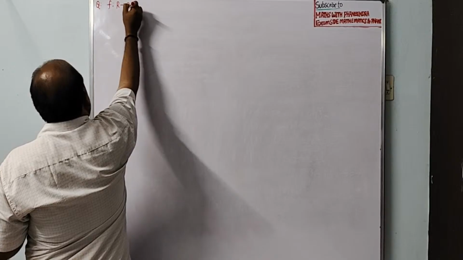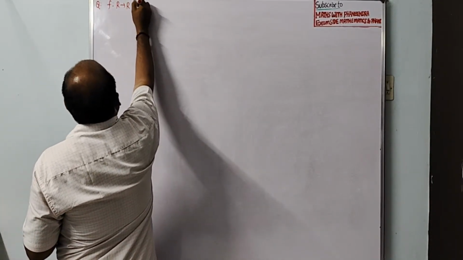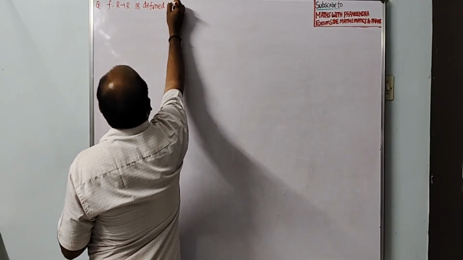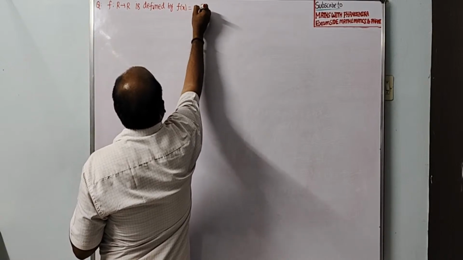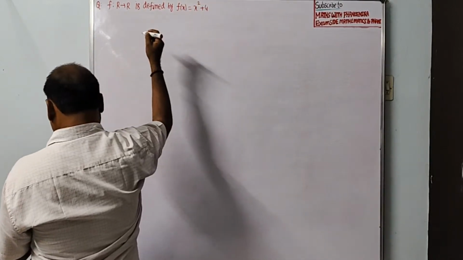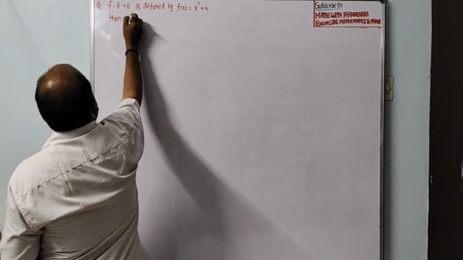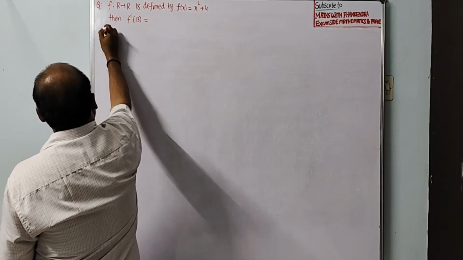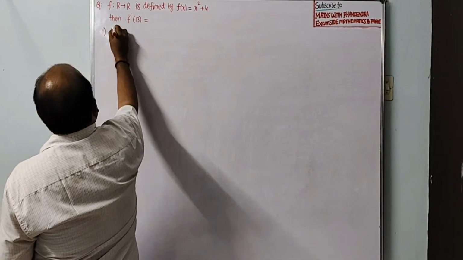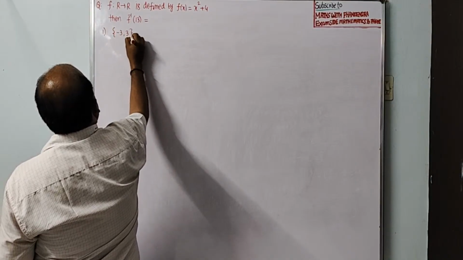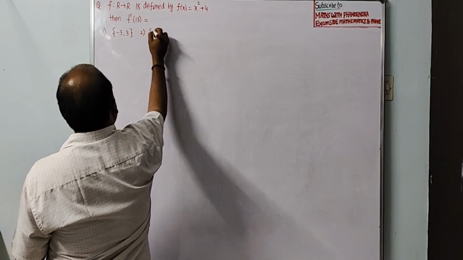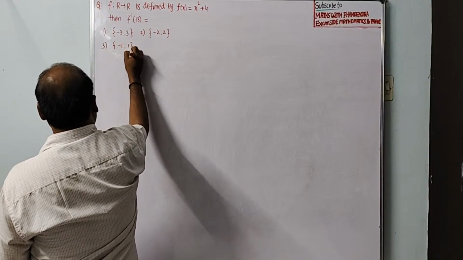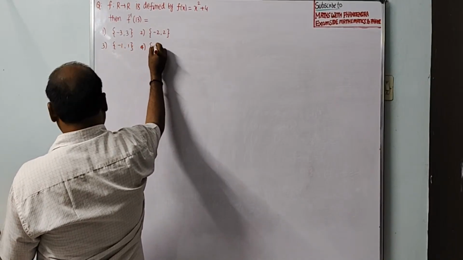f from R to R is defined by f of x equal to x square plus 4. Then f inverse of 13 equal to, so first option minus 3, 3. Second option minus 2, 2. Third option minus 1, 1. Fourth option 0, 4.